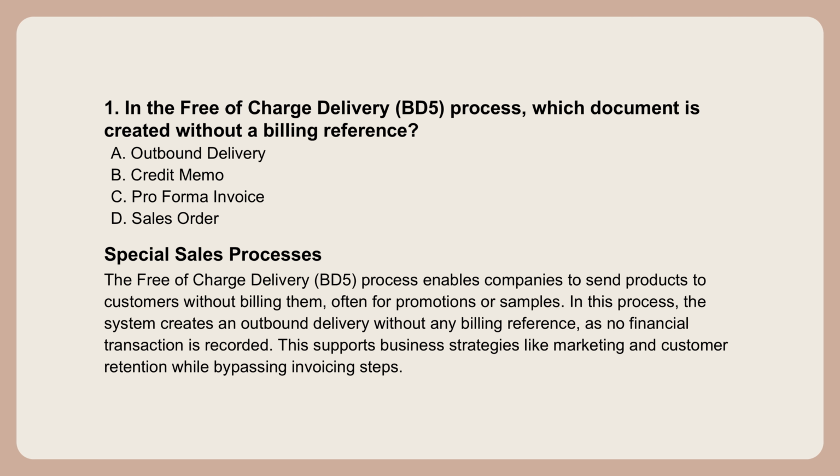First up, let's talk about a specific scenario. Free of charge delivery. Process key DZ5, right? That's the one. Delivering something without billing for it, essentially. So the source highlights a key outcome here. What's the main thing to know about the documents? Well, the crucial point is what doesn't happen when you create the outbound delivery document in this process. It gets created without a billing reference.